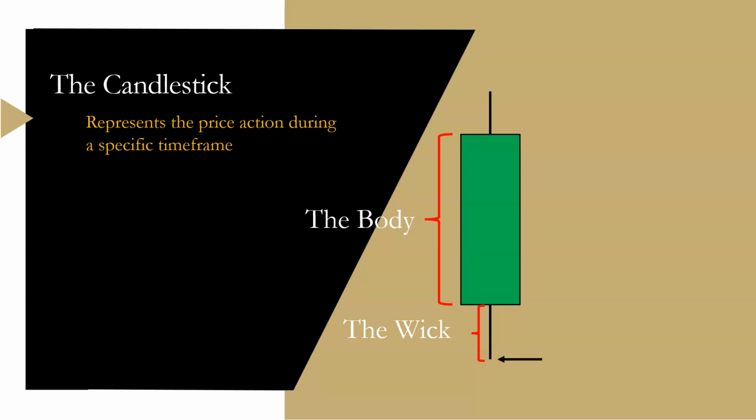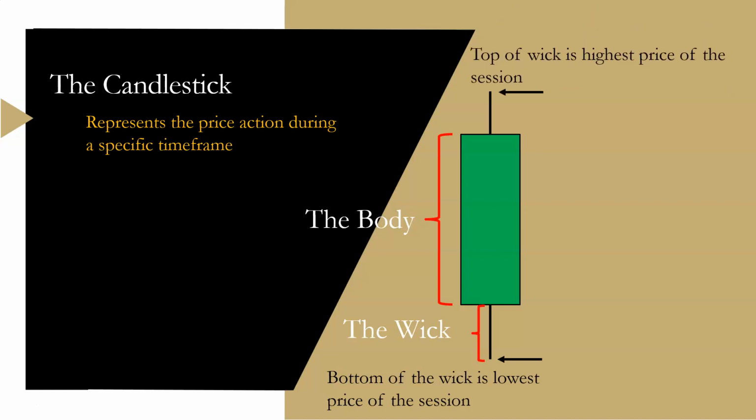Now, the very bottom of that wick represents the lowest price of the session. So if we're looking at a 5-minute candlestick, the very bottom of the wick is telling you what the lowest price was during that 5-minute time frame, whereas the very top of the wick is telling you what the highest price was during that 5-minute time frame.